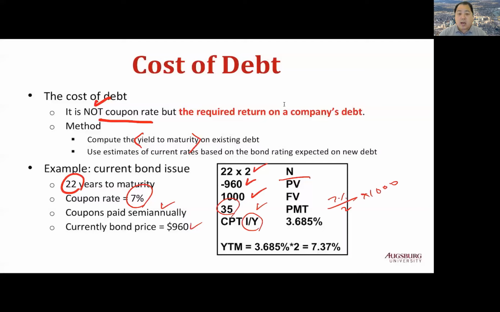Compute I/Y, then you get 3.685. And because this is a semi-annual rate, we should make it annual by multiplying by 2, 7.37%. Another way to find the cost of debt is to use an estimate of the current rate based on the bond rating on new debt. Finding all items is not easy, so this method is simpler to find the cost of debt.